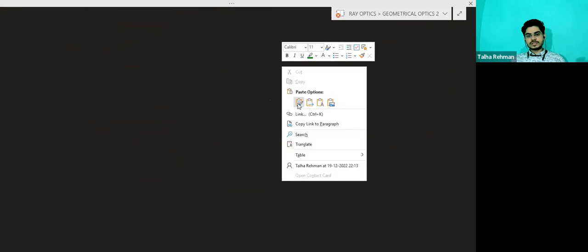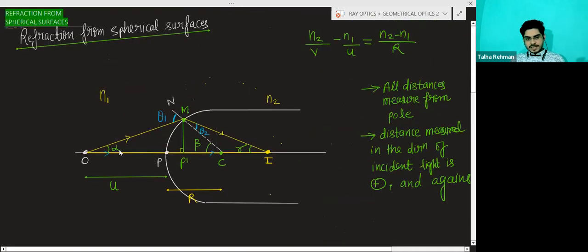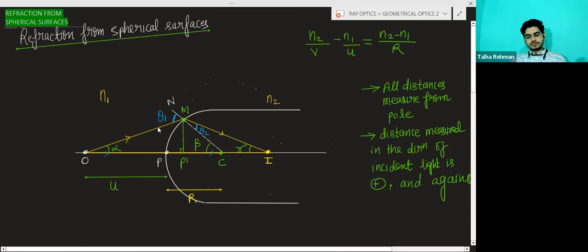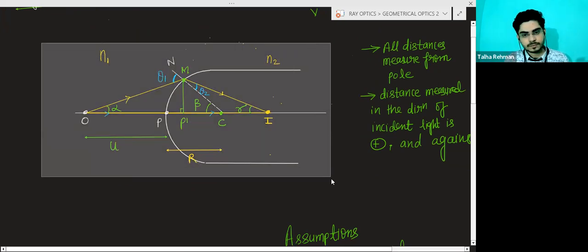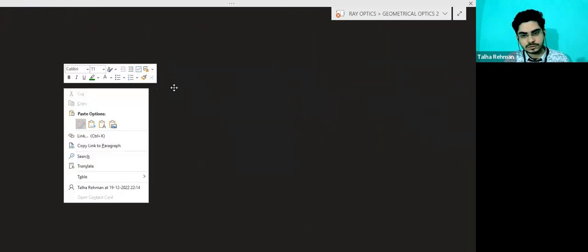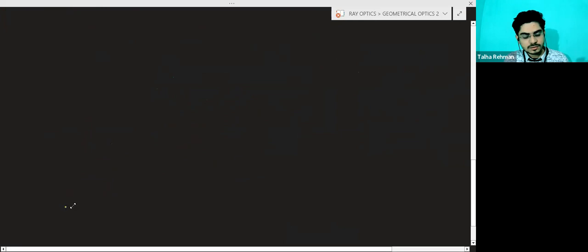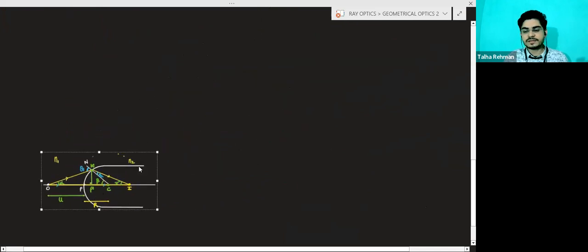There are certain assumptions that we will use. Rays are paraxial. Paraxial means this ray and this ray are very close, or you can say this ray is very close to the principal axis. This is the principal axis. If these rays are very close, then you can say angles alpha, theta 2, beta and gamma are very, very small. For example, if these rays are very close, the distance between these rays will decrease like this. If these rays are getting close, all angles are decreasing.